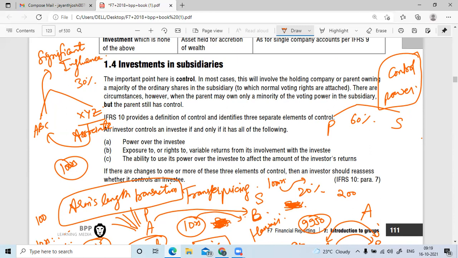They have a bigger, higher influence over XYZ. That means they are more powerful than XYZ in this case, because they are investors. So these guys have a very important influence over XYZ, over their associate. Now, what is that important or significant influence? Let us check.